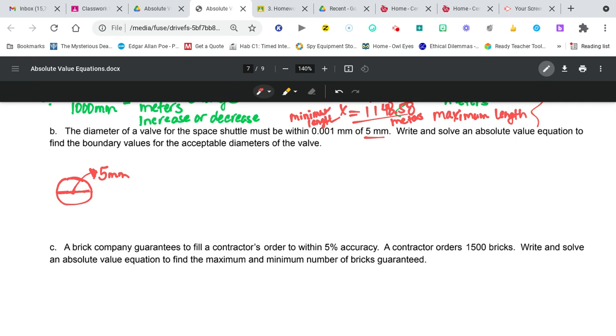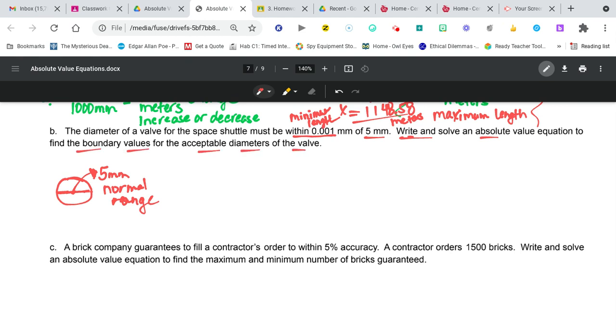But it says it has to be within 1,000th millimeter of 5 millimeters. So this is the normal range for it. But, when we're making things, sometimes we don't always end up exact. So there is some margin of error that you can use here. If you're within 1,000th millimeter, you can be 1,000th millimeter above 5, or you can be 1,000th millimeter below 5.